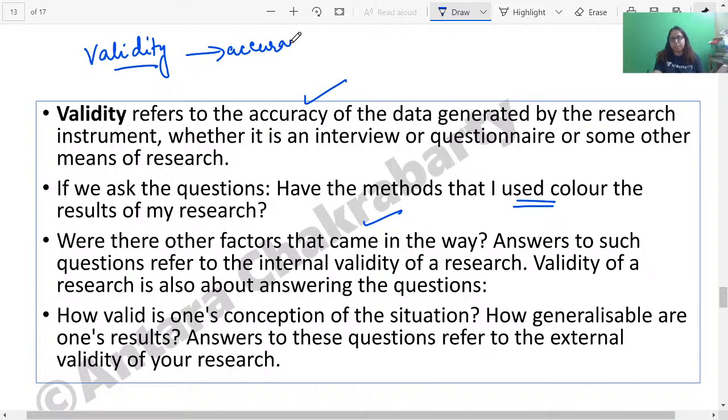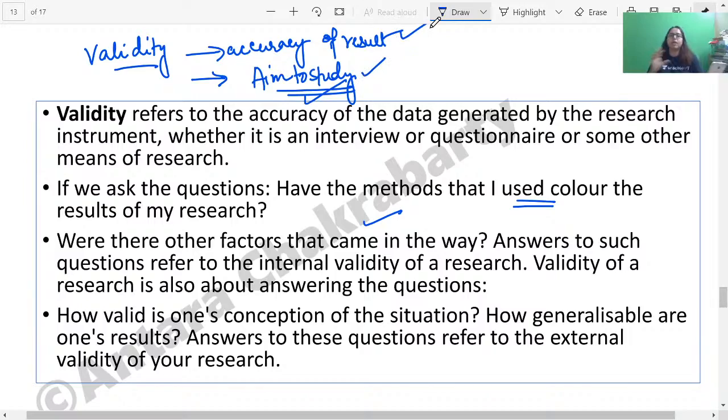and the second point is that of जो आपका एम था. मान लो whatever your aim was, aim to study, जो भी आपका एम था स्टडी करने के लिए, उस पे आप जुड़ रहे हो कि नहीं बेसिकली.